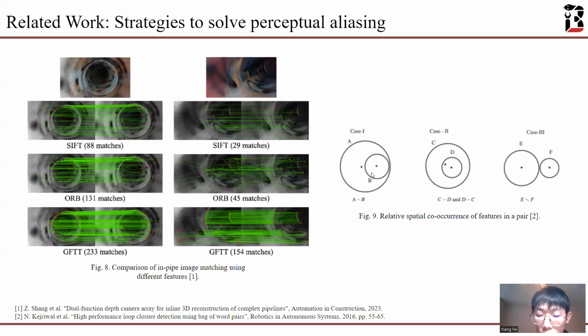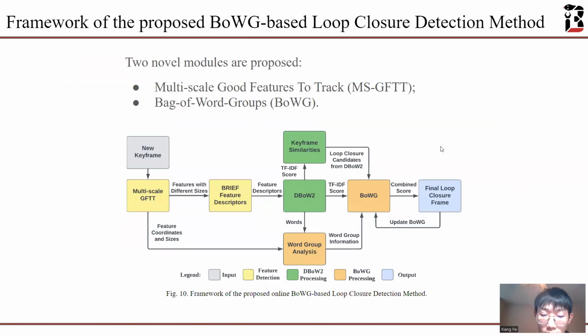Also, for the strategies to solve perceptual aliasing, as I said before, first we can try to detect richer features, and there is research suggesting that the good features to track method is suitable for pipelines. Also, we can mine more discriminative information from existing features, and there is research utilizing the relative spatial co-occurrence of features in pairs to enrich the information obtained. This work achieves promising results in topological mapping. In our research, we consider both strategies.